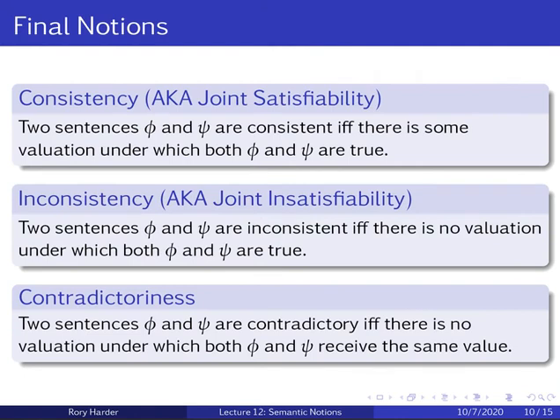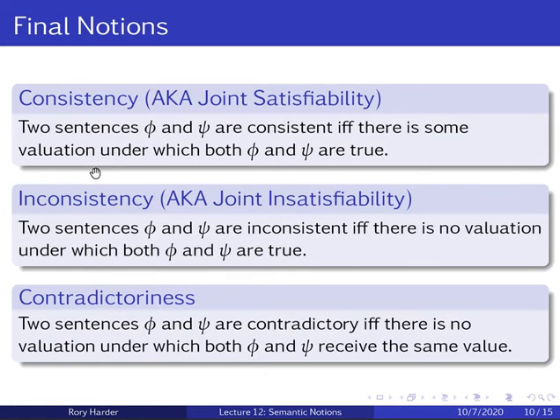So the final notions are those of consistency, inconsistency, and contradictoriness. Sorry, that's a bit of a mouthful. And in the readings, there are different words for the first two. Instead of consistency, we can talk about joint satisfiability. And instead of inconsistency, we can talk about joint unsatisfiability.